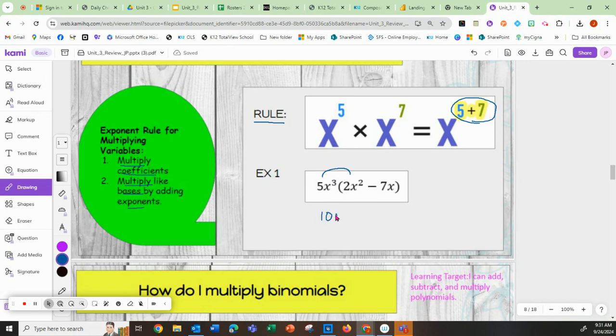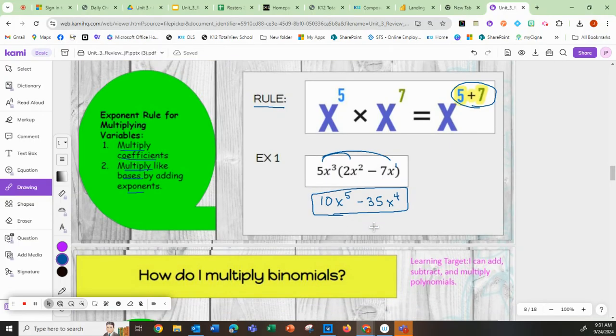Those are my coefficients. And then x to the third times x squared, we're going to multiply those x's by adding their exponents. Then we're going to multiply our coefficients. 5 times -7 is -35. And then x to the 3 times x to the 1 is x to the 4. We can't combine those because the exponents are different, meaning the terms are not like terms.